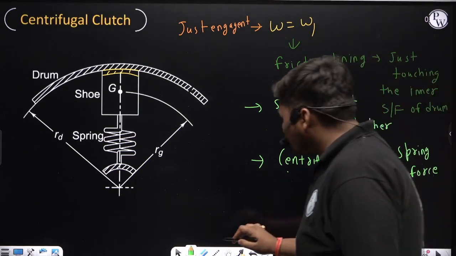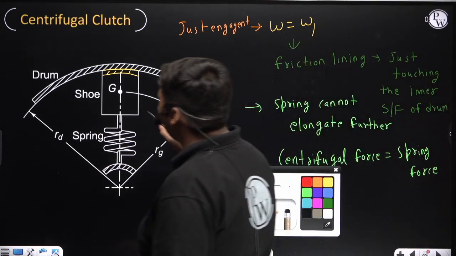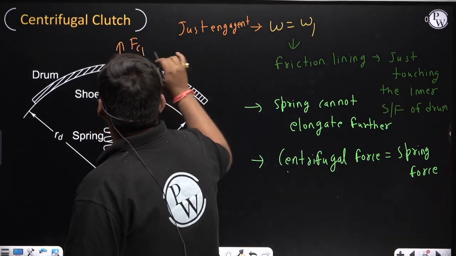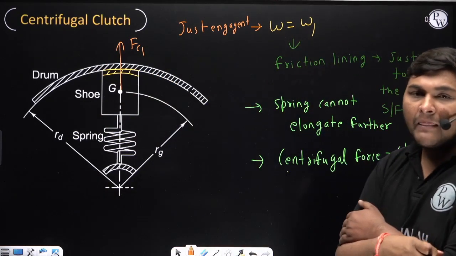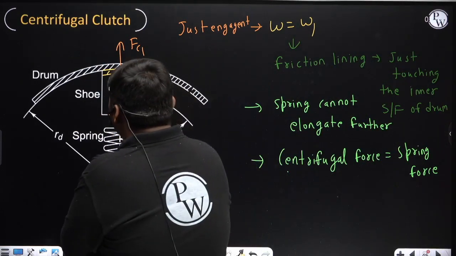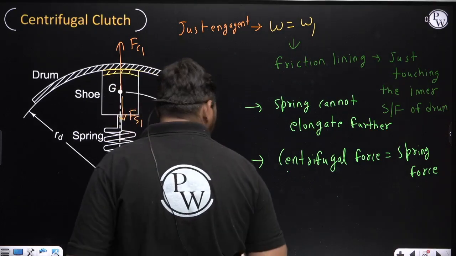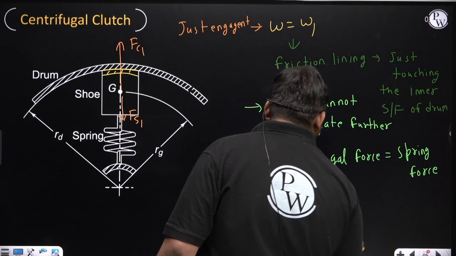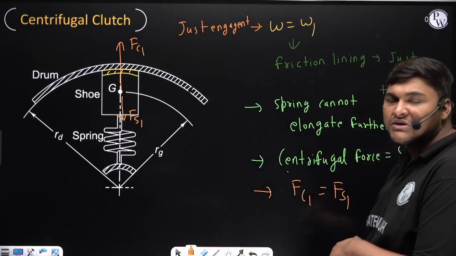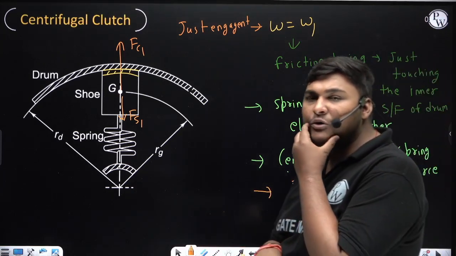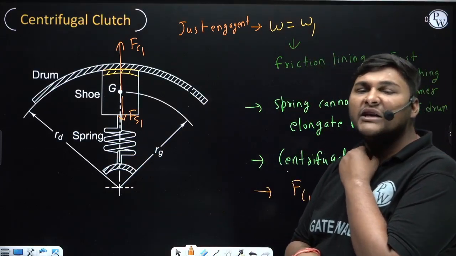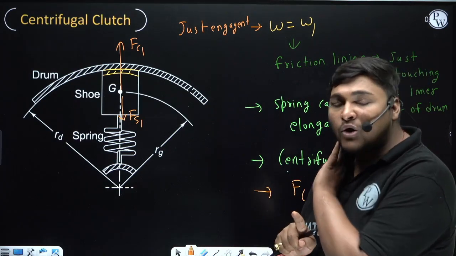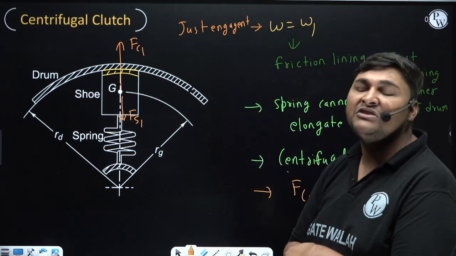Now suppose the centrifugal force of this just engaged position I am denoting as FC1, because for just engaged position I am using suffix 1, and the spring force of just engaged position I am denoting as FS1. Means at just engaged position FC1 will be equal to FS1. FS1 is the spring force at just engaged position, and that will be balanced by centrifugal force, because at just engaged position also the spring has elongated freely, but after that the spring now cannot elongate because it has just touched the drum.